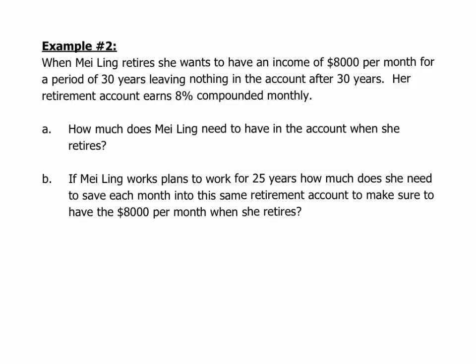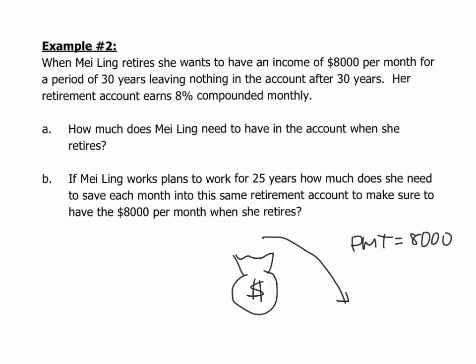So let's go back to our picture of the pile of money, or the big bag of money. When Mei Ling is wanting to have a retirement income of $8,000 per month, we're talking about over here on this side. We know that the payment, or the amount that she's going to pull out of the account each month, is that $8,000. And so the first thing we're going to need to know is how much does Mei Ling need to have in the account when she retires? Our first goal is to find the present value of this side of the scenario.